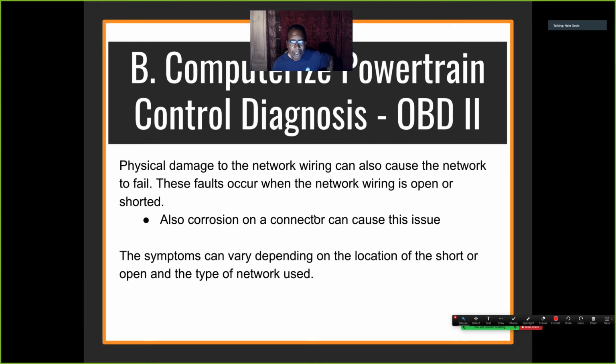Now, physical damage to the network wiring can also cause the network to fail. These faults occur when the network wiring is open or shorted. Now, let me ask you this. There are two terminating resistors. One might be in the PCM, one might be in the instrument panel. And they're 120 ohms.